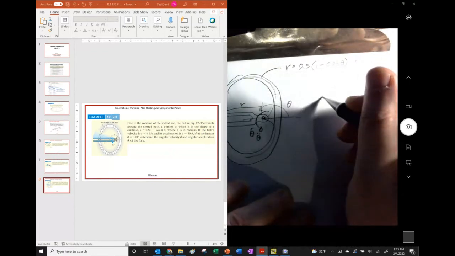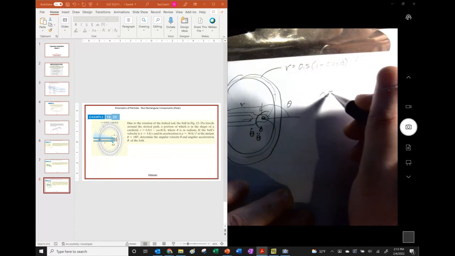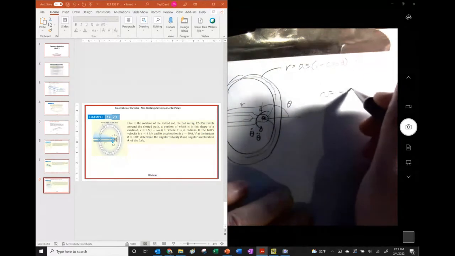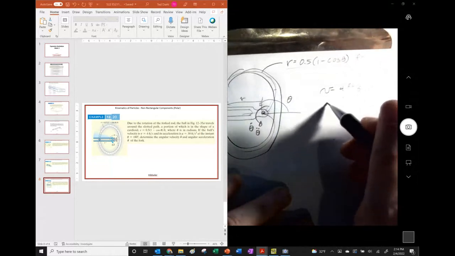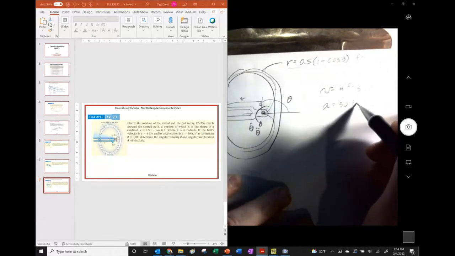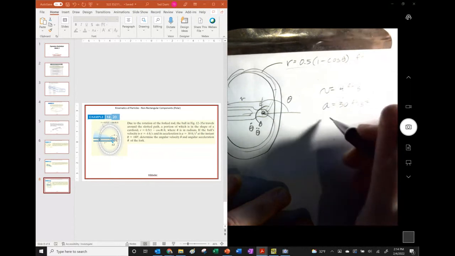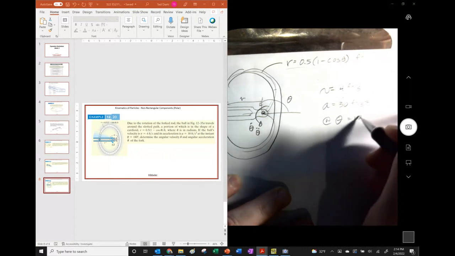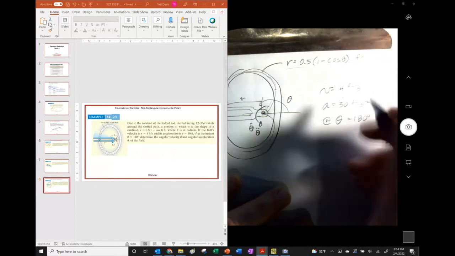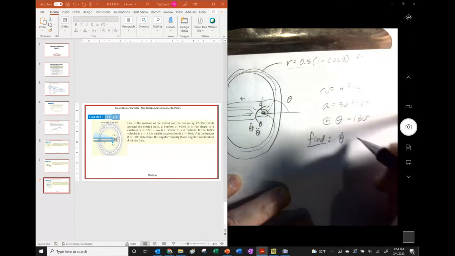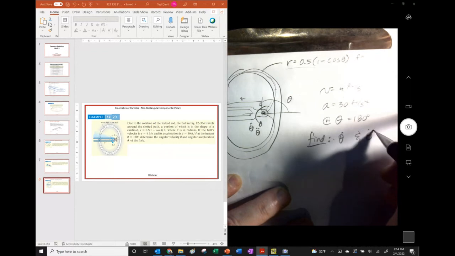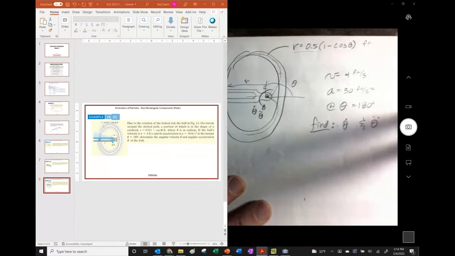And it says here, if the ball's velocity in that position is 4 feet per second and its acceleration is 30 feet per second squared at 180 degrees, which is shown, we want to find theta dot and theta double dot. That's a good problem. All right. Anything else I know?